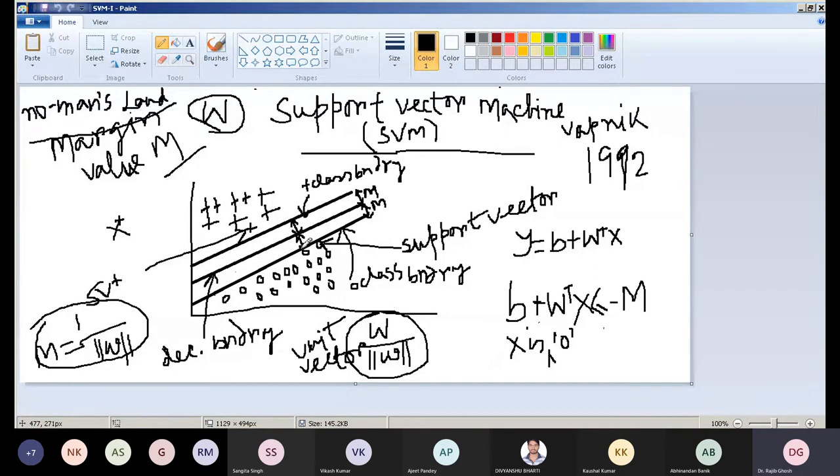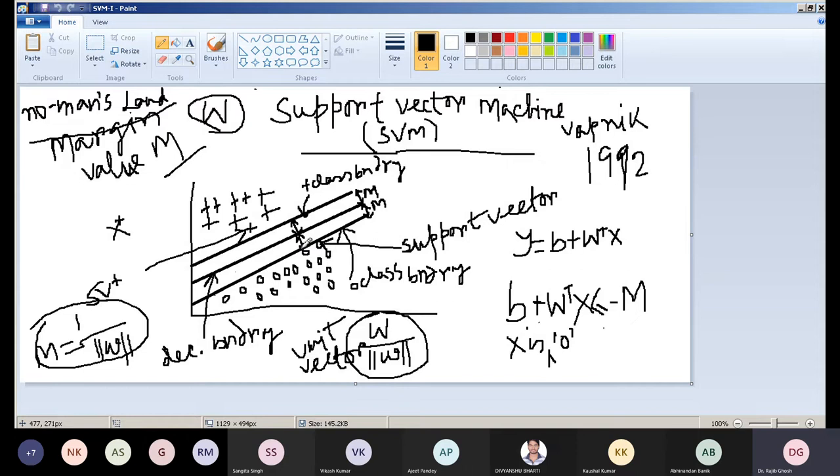For a given margin value M, capital M, shown on the screen, that is the margin on both the sides. For a given margin value capital M, we can say that any point capital X, any point means one feature vector. Several times we have seen this notation earlier. Capital X means one feature vector, and it is multivariate, that means multiple features are there, f1, f2, f3 in this way. Here only two features because we have drawn two dimensions, f1 and f2. So f1 and f2 make up the capital X.